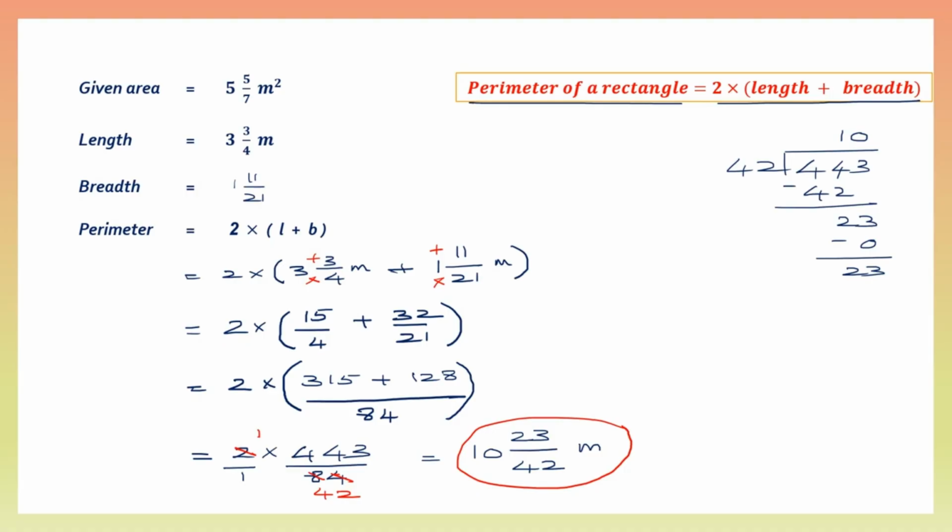So we found the breadth in the previous question. So this is the breadth here, 11/21. That is our breadth here. This we found in the previous part. And now we found the perimeter also to be 10 and 23/42 meters.